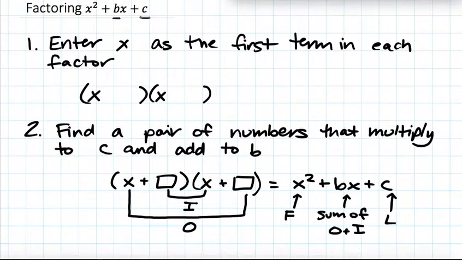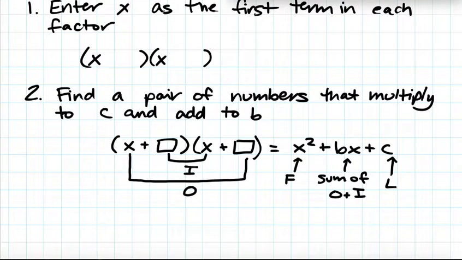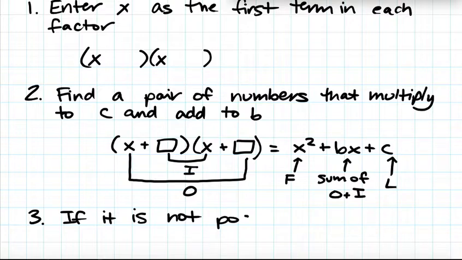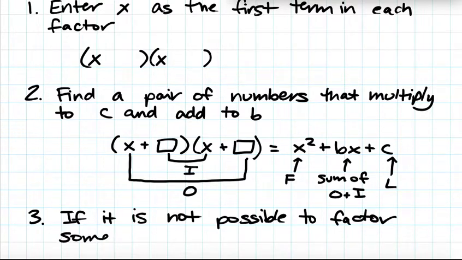And then lastly, you'll see in the homework one of the answer choices will be that the trinomial is prime. What that means is that it can't be factored. So if it is not possible to factor something, then we say that it is prime.